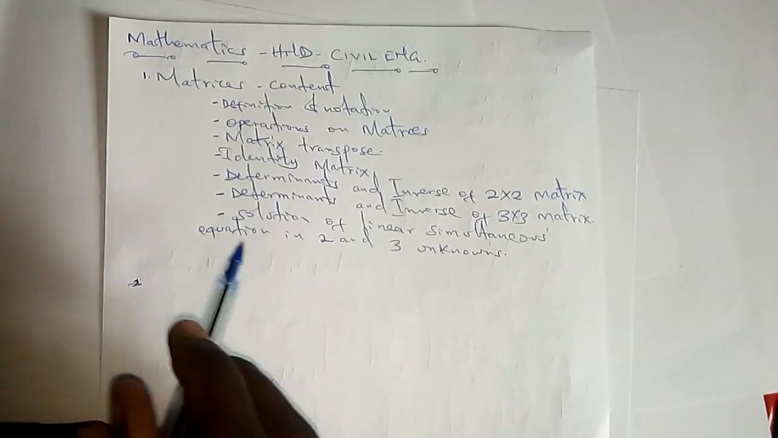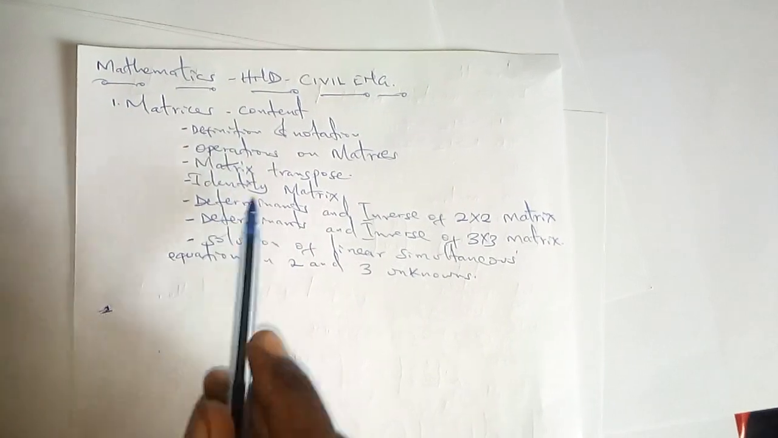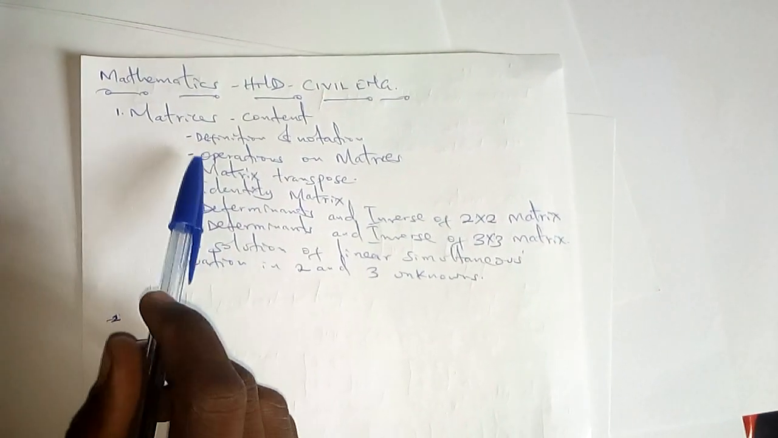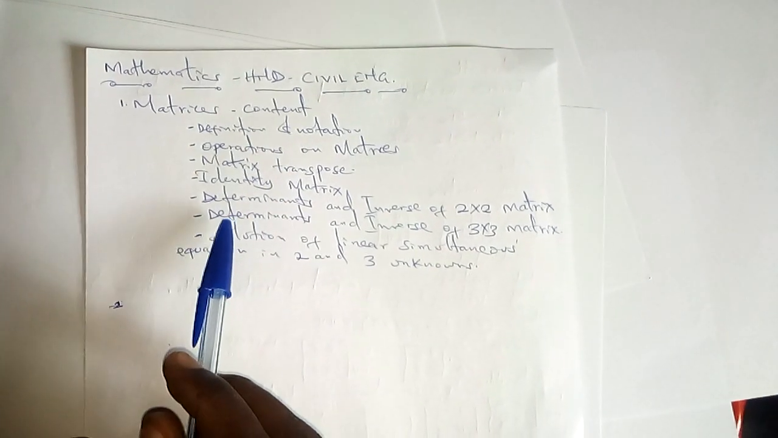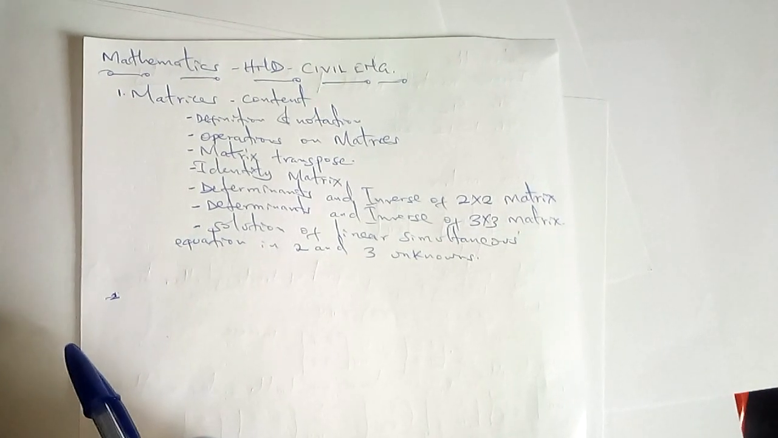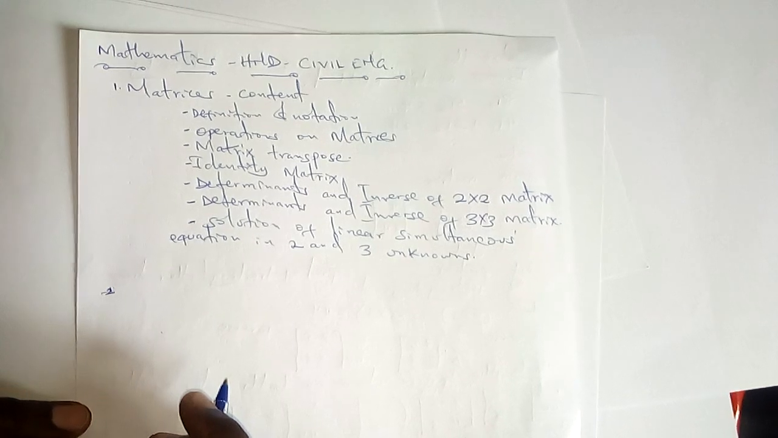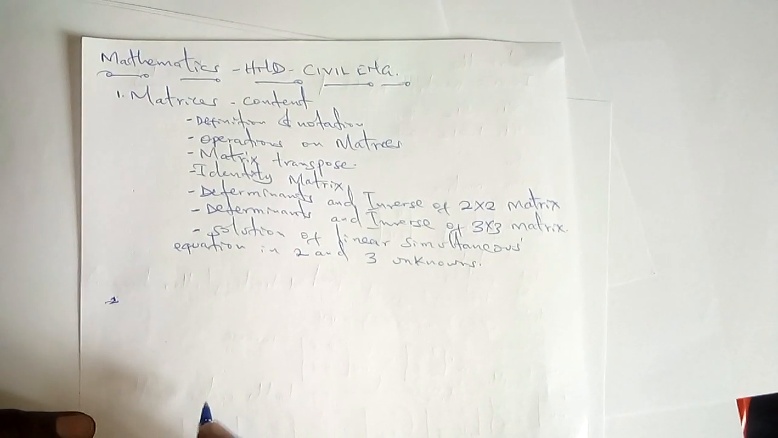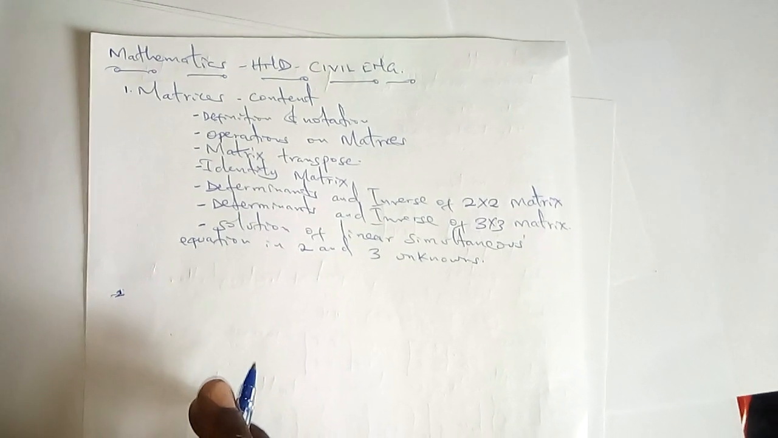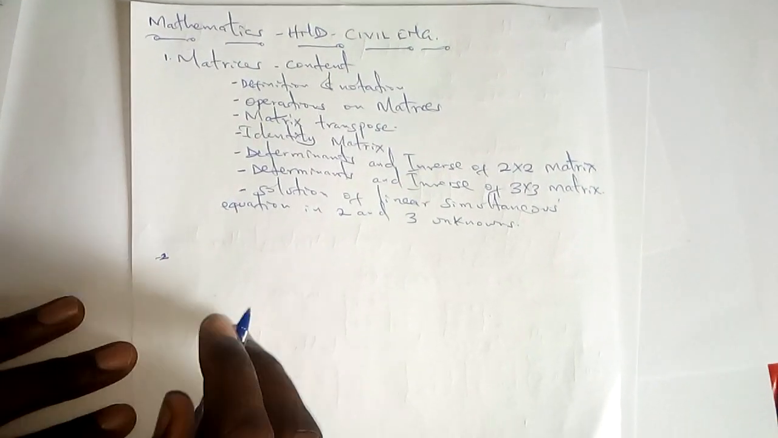This is a unit called mathematics, and the first lesson will look at matrices. The content within it includes definition and notation, operation on matrices, matrix transpose, identity matrix, determinants and inverse of a 2 by 2 matrix, determinants and inverse of a 3 by 3 matrix, and solution of linear simultaneous equations in 2 and 3 unknowns.